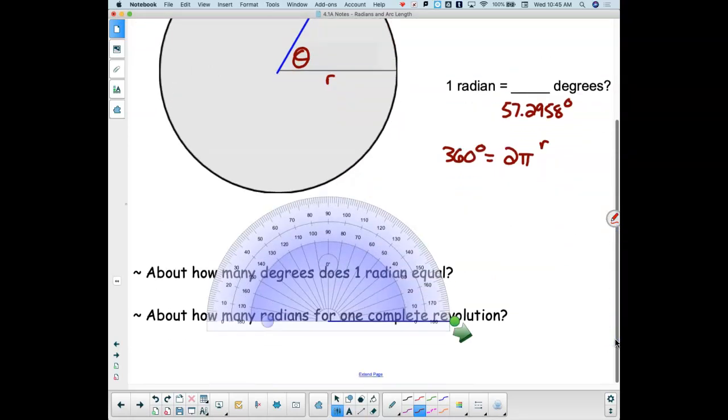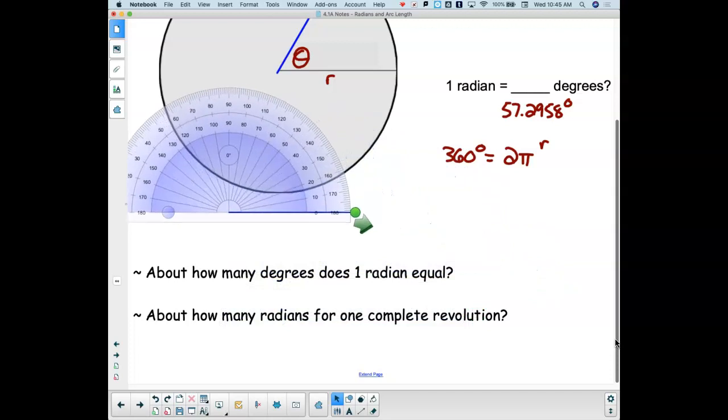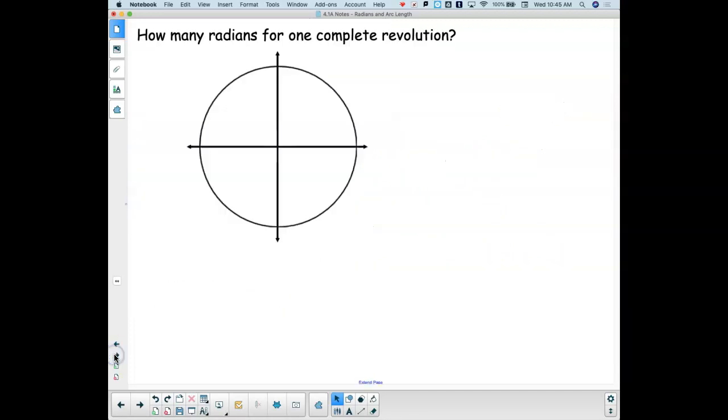I think there's some more stuff way down here. How many degrees is 1 radian equal to? We already did that. About how many radians does it make to make a complete revolution? We also already did that. So, how many radians for 1 complete revolution? We just talked about that, 2 pi. We're going to hammer that point home. So, 2 pi radians makes 1 complete revolution, which was 360 degrees, correct?